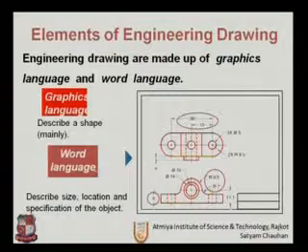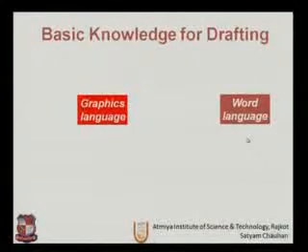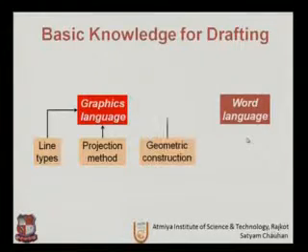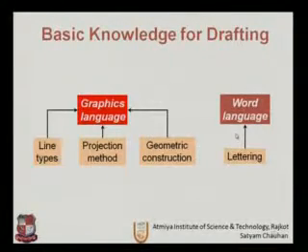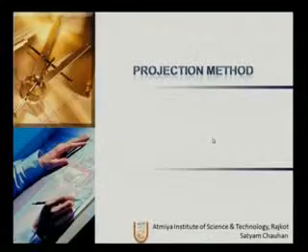And we are using the word language, meaning we are using alphabets to show the radius, fillet or chamfer, and numbers to describe the object. So in graphic language, there are the line types, the projection methods that we have seen, and the geometric construction that we learned, and in word language we are using lettering to combine with this for the completion of the engineering drawing.